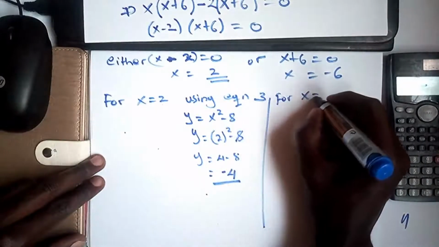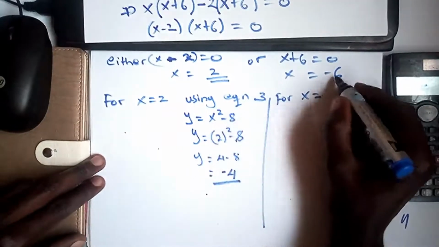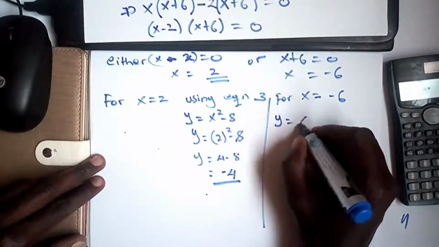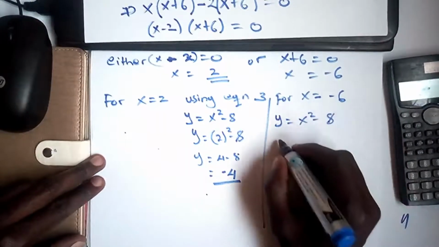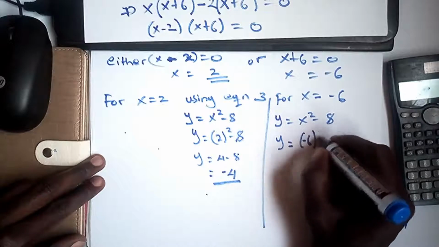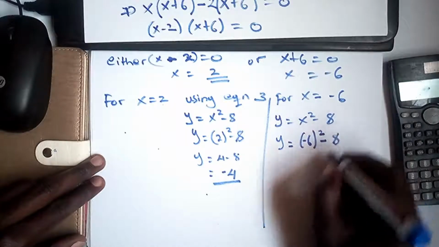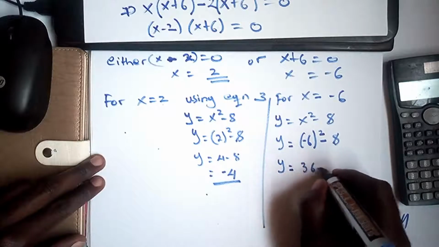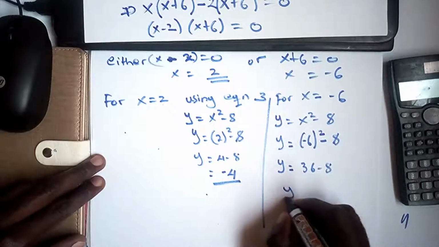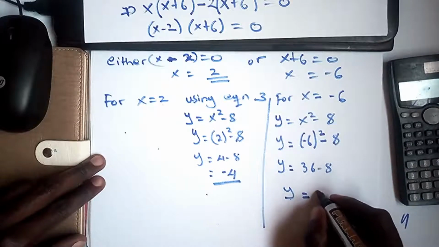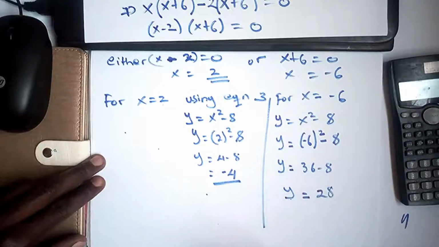For x is equal to negative 6, y is x squared minus 8. Y is going to become negative 6 squared minus 8. Y is equal to 36 minus 8, and y is going to become 28.